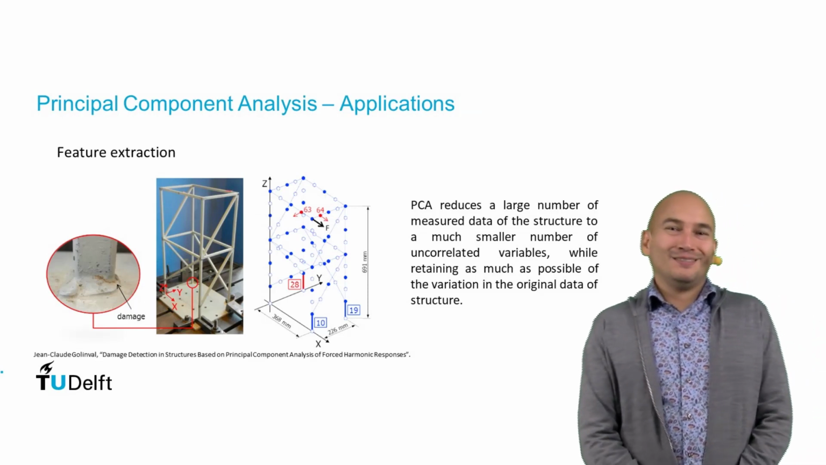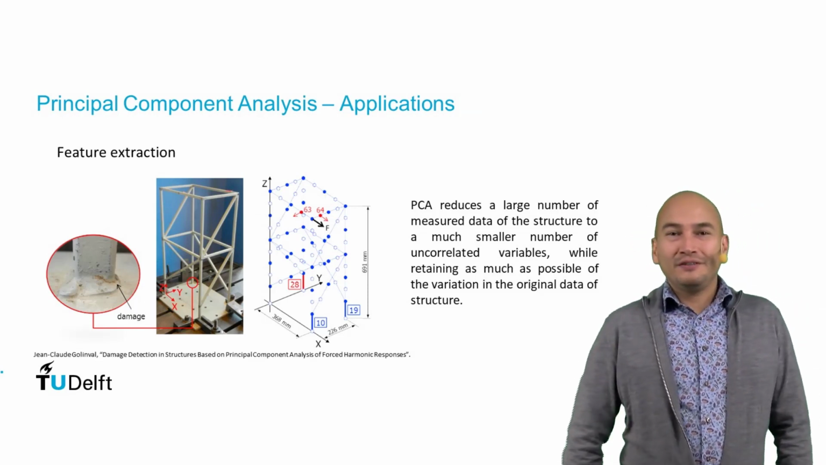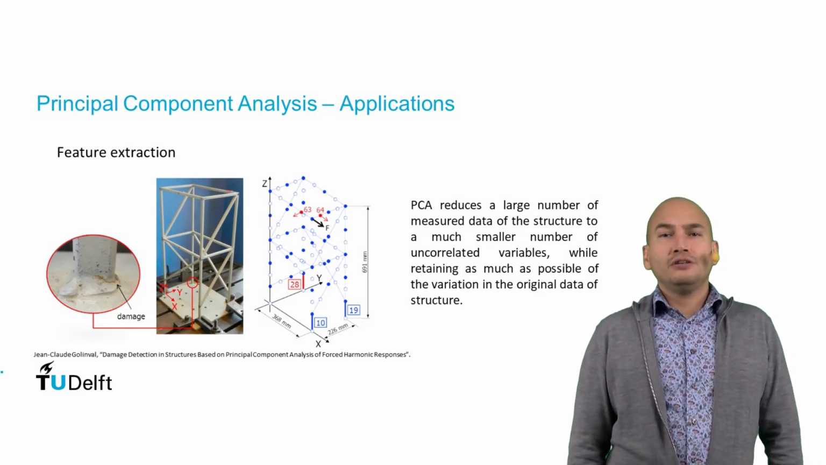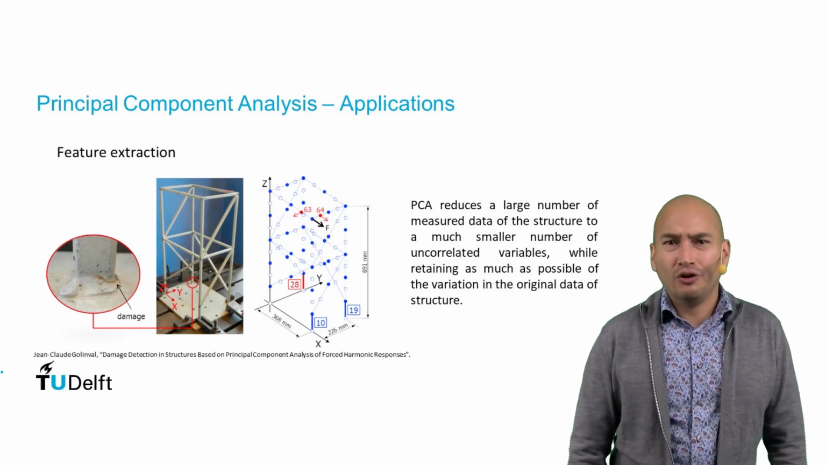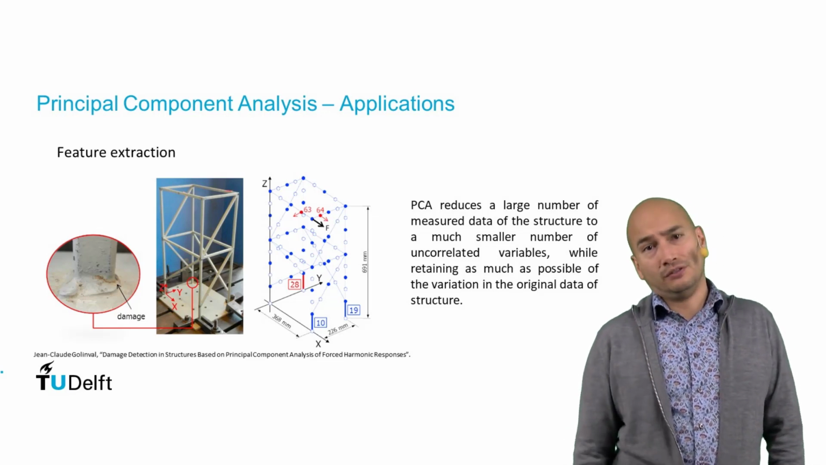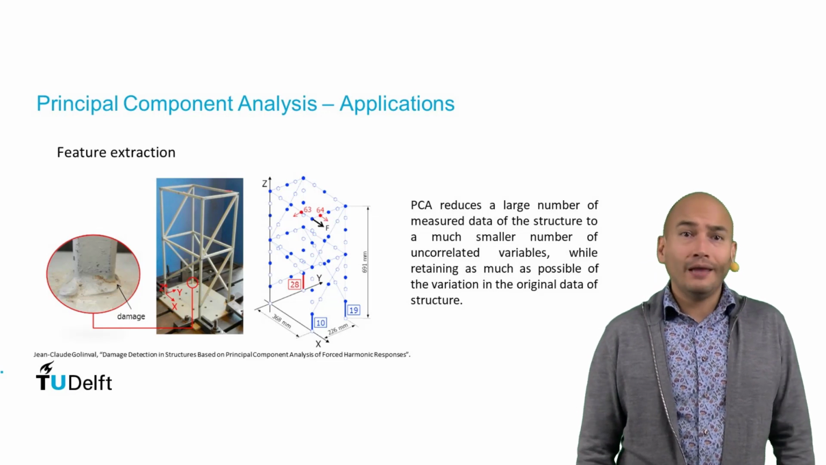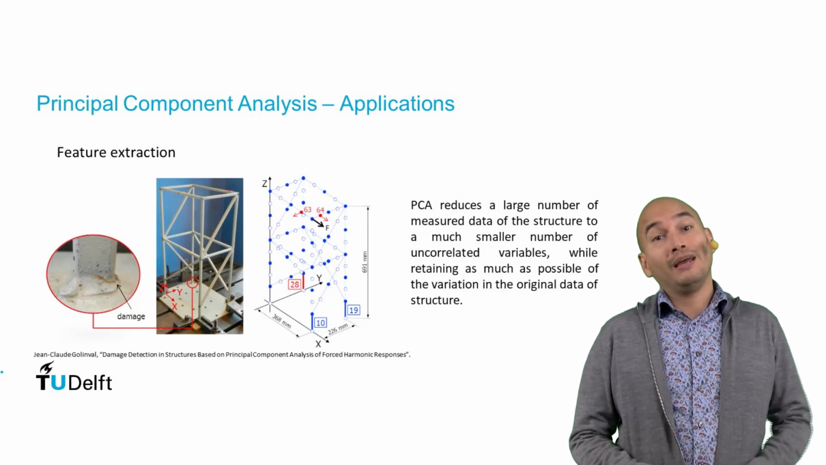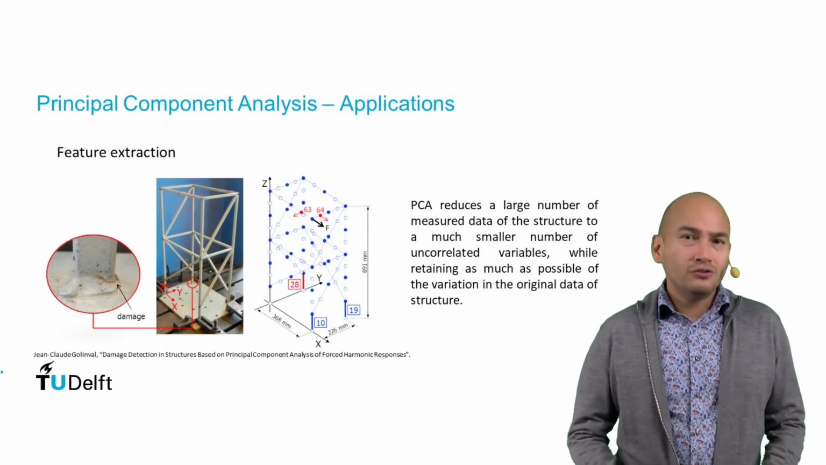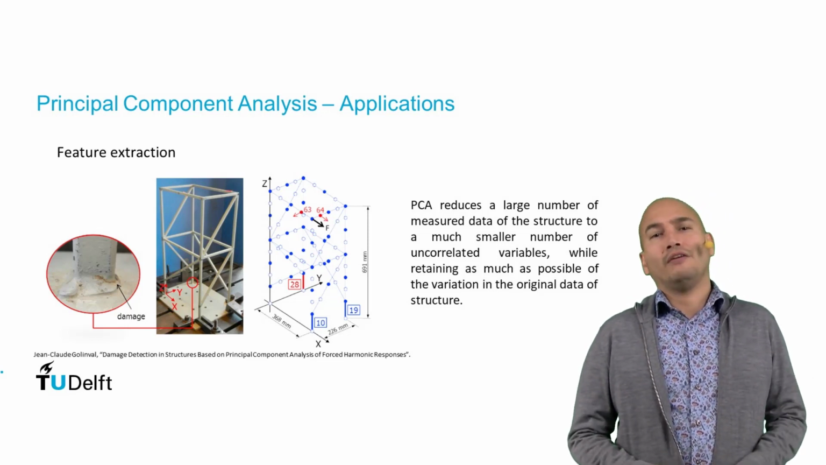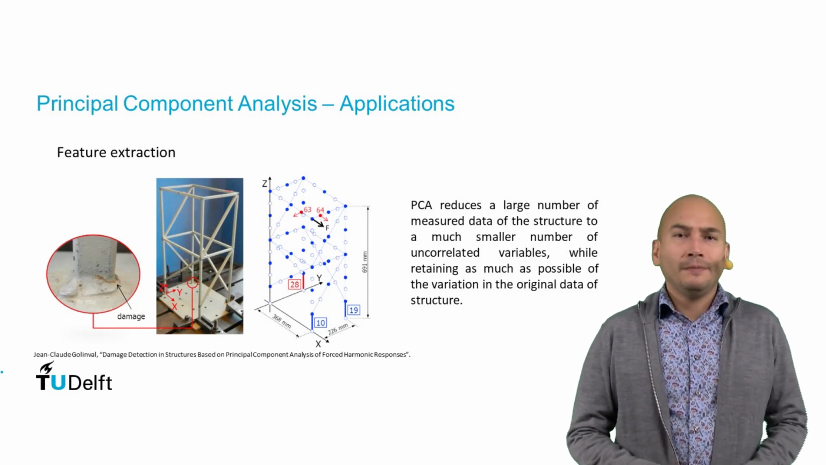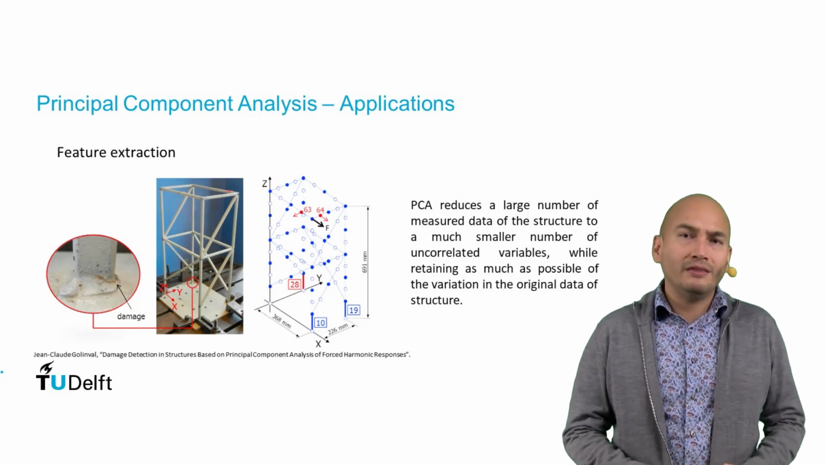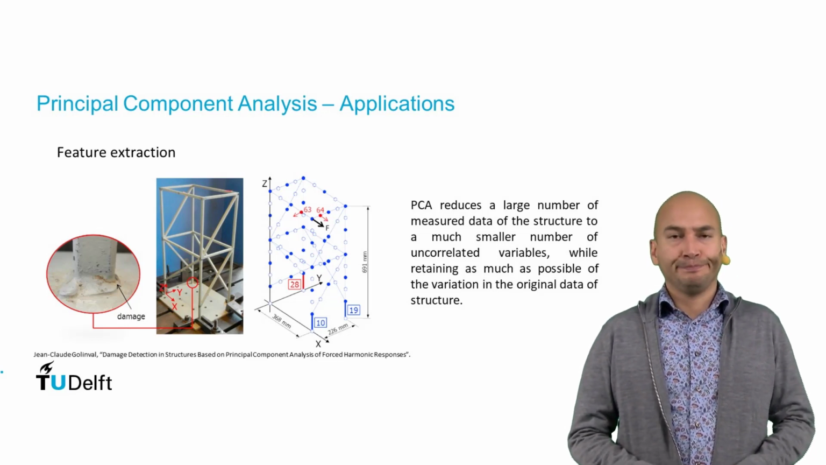Now let's see some applications of PCA. The first example is PCA applied to feature extraction. In a complex structure, we can install many sensors at different locations to monitor potential damage to the structure. By using PCA, we can reduce the dimension of measured data to a much smaller number of latent variables, while retaining most of the variations in the original data of a structure. In this way, we can use a small number of variables as features to help identify damage to the structure.